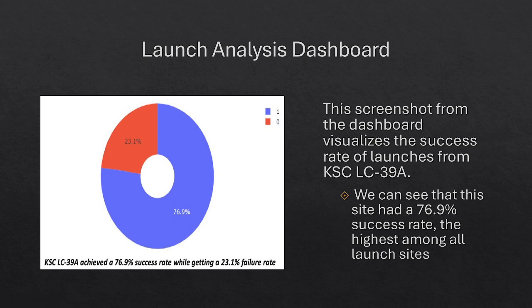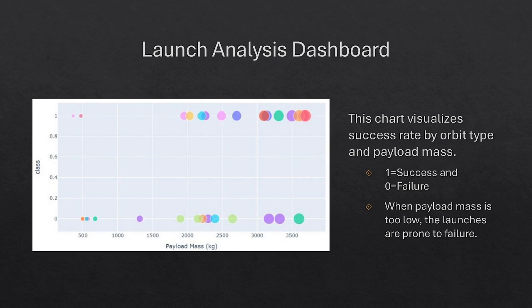I'm looking into this launch site in particular, and I'm determining exactly how successful it is. It is 77% successful. And we can see that this launch site is the most successful out of any of the launch sites. Digging a little deeper into the relationship between success and failure and payload mass, I noticed something.